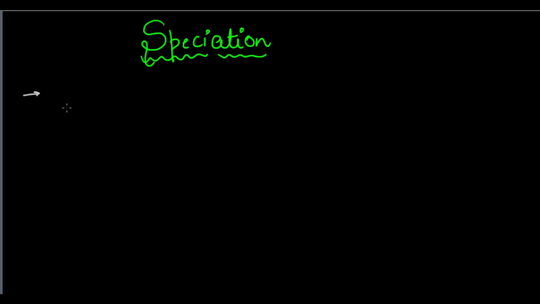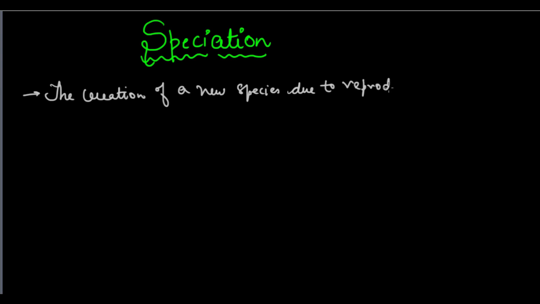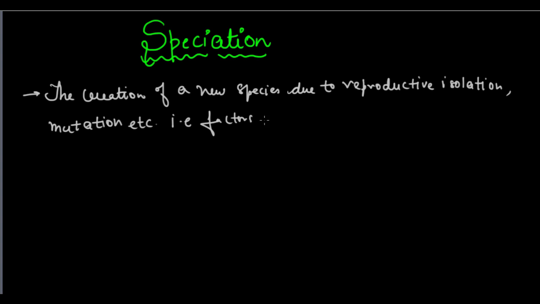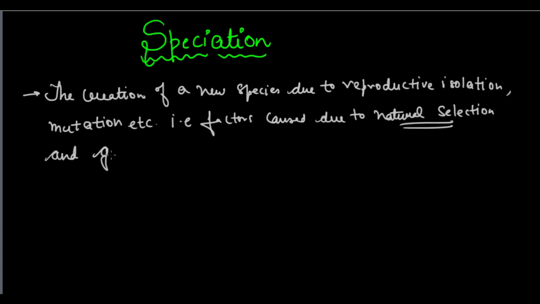Basically, the word speciation means the creation of a new species due to reproductive isolation. That is, a group of organisms is isolated and they just have to reproduce amongst themselves. There's no one else outside with whom they can reproduce. Or it can be due to mutation, etc., that is, factors caused due to natural selection, and here these words are important, natural selection and genetic drift, again Darwinian ideas.